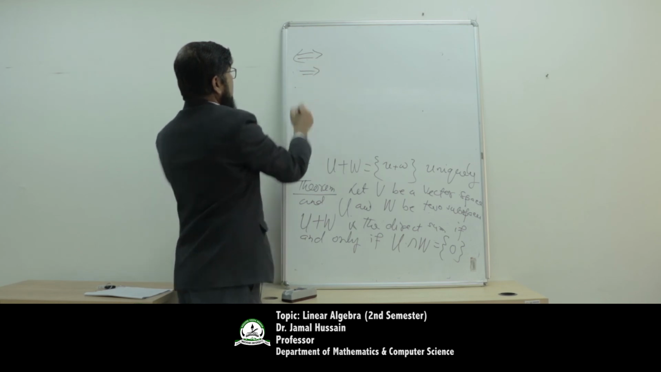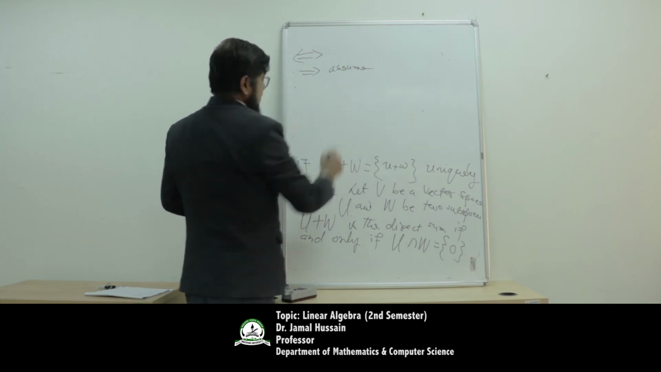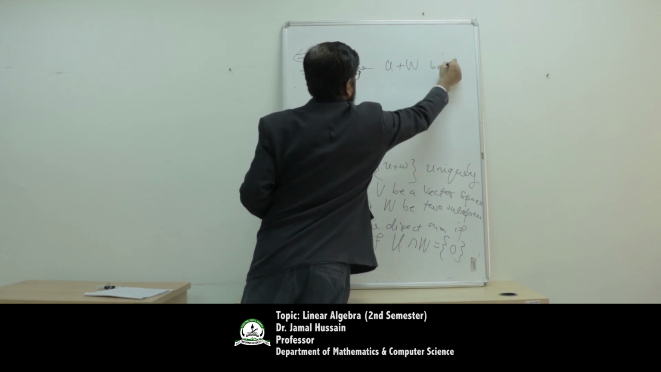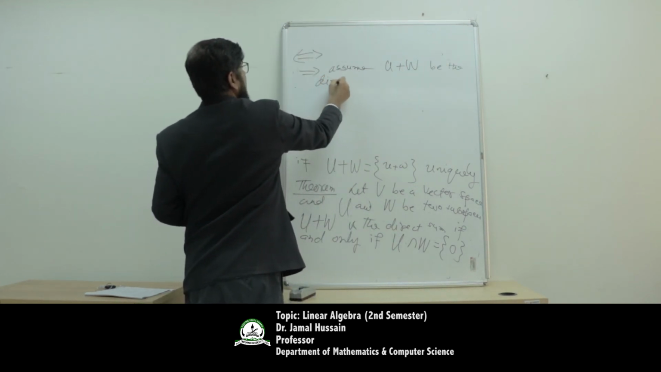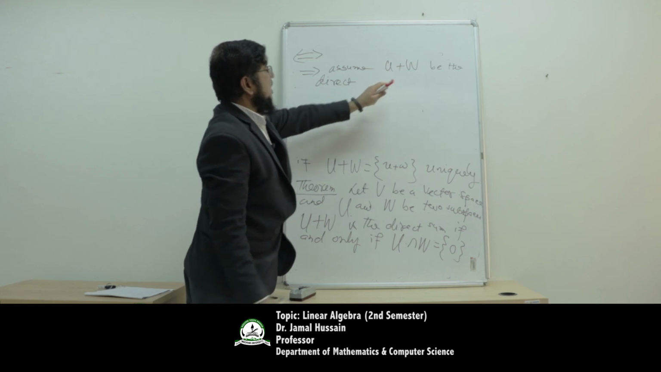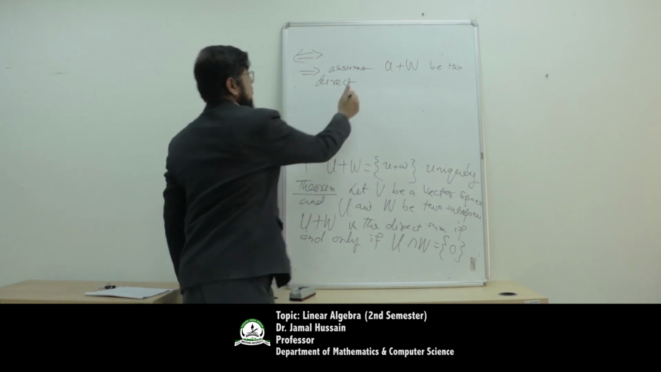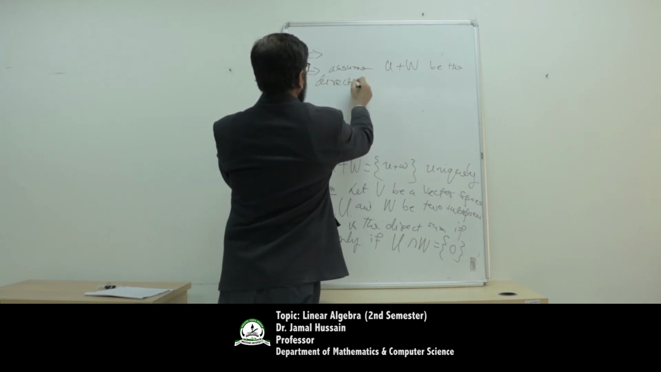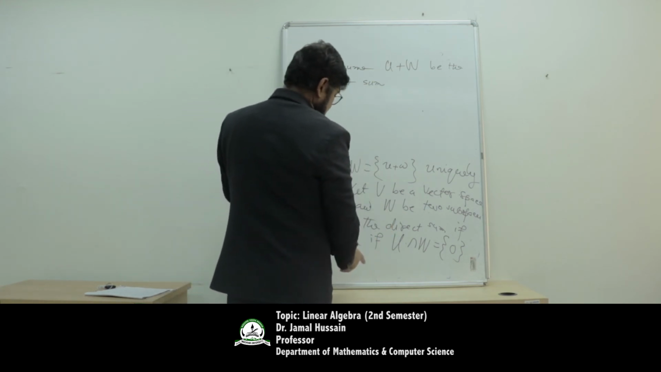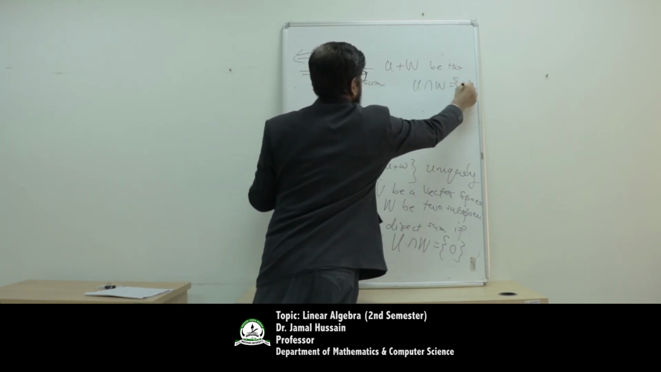So the first way, I'll assume that U plus W is the direct sum. Direct sum means the elements here can be expressed as sum of elements from U and W uniquely. Then what we need to prove is that U intersection W is 0.